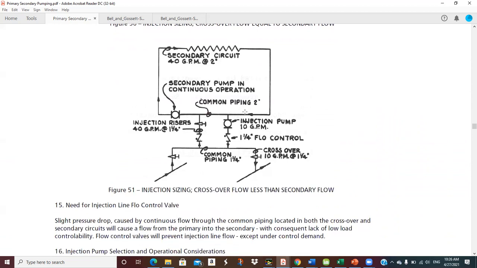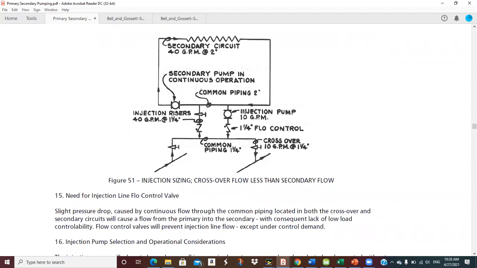And then in the second diagram here, this is probably hot water because my crossover flow is at 10 GPM and I've got 40 in the secondary. I'd say I've got some pretty hot water looking at that ratio. This is probably a 220 to 250 degree system. Also notice that I've got balance valves in here, flow control valves and all that sort of thing, because this injection pump has to have a little bit of head to pump against.